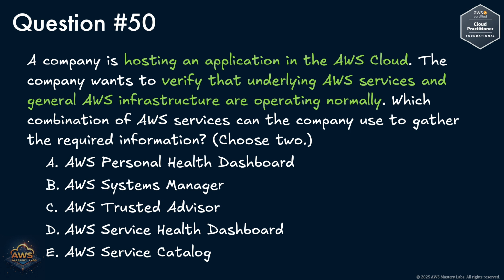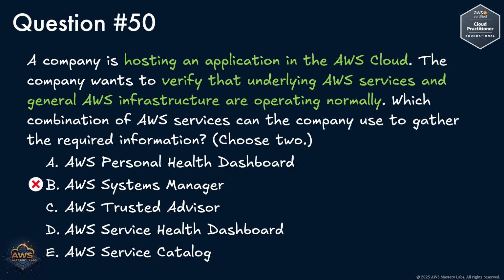In this question, the focus is on verifying the health and operational status of AWS services and infrastructure that support an application running in the AWS cloud. The company isn't asking about application-level monitoring or cost optimization. They're looking to understand whether AWS managed infrastructure and services are functioning normally. So we're not troubleshooting a specific instance, but rather observing the broader AWS service landscape, both publicly and account-specifically.